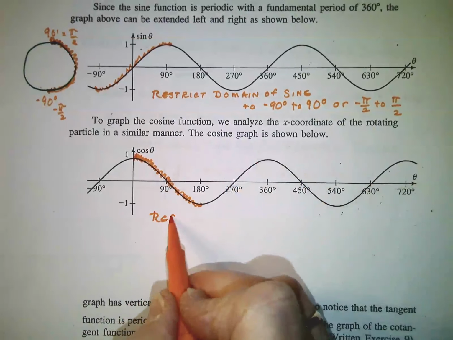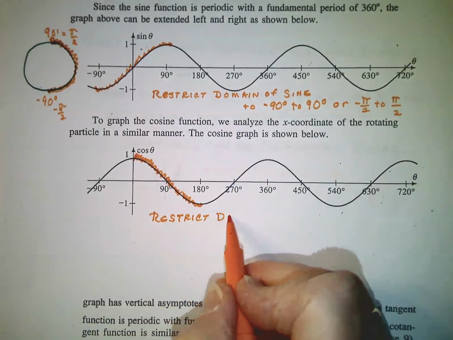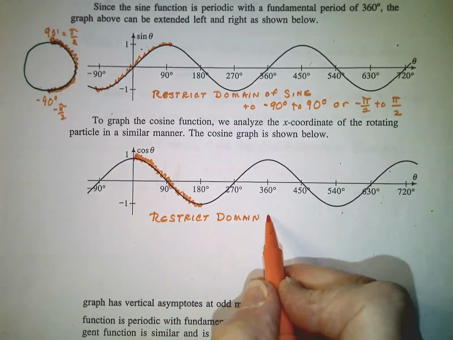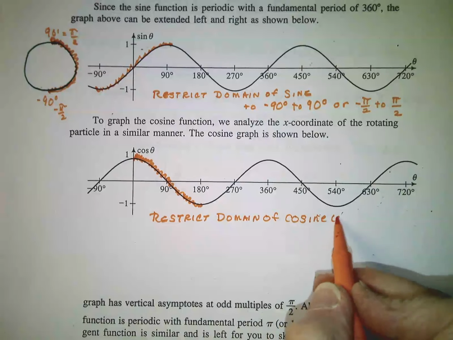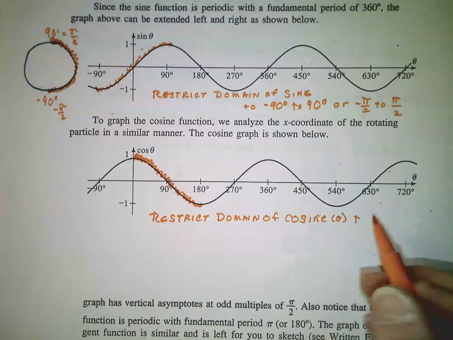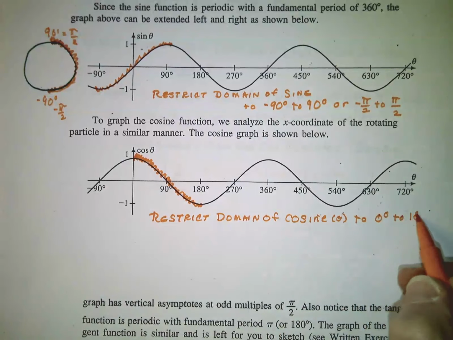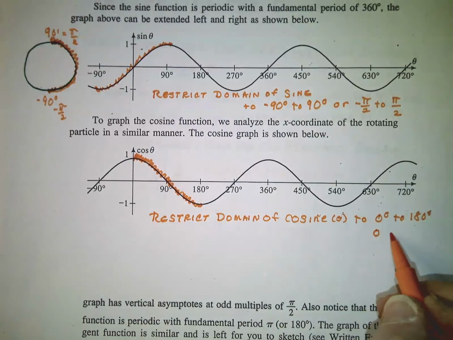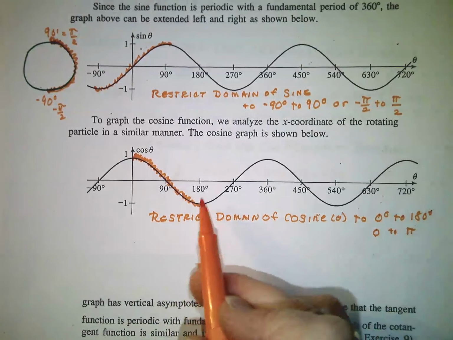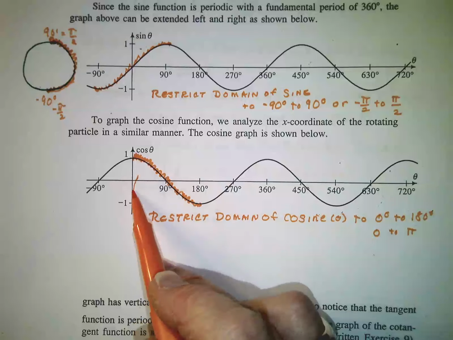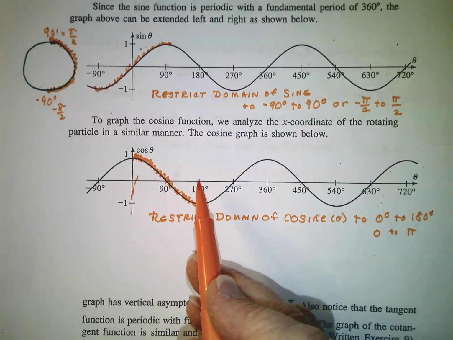So we will restrict the domain of the cosine function to 0 degrees to 180, or we could say 0 radians to pi radians. We will get all the cosine values from 1 down to negative 1, but the calculator will give us back only angles from 0 to 180.